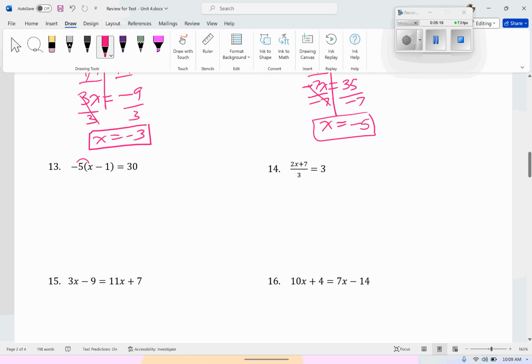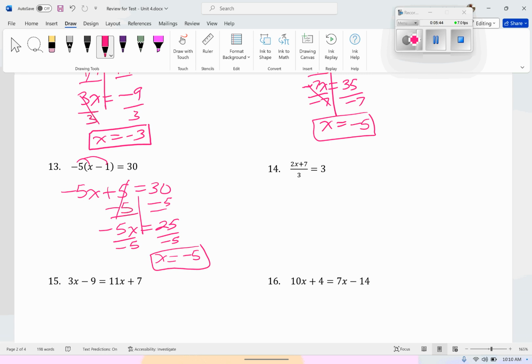Problem 13, I would distribute over the parentheses first. So negative 5 times x is negative 5x. Negative 5 times negative 1 is positive 5. That's equal to 30. Start solving it now. Subtract 5 from both sides. Those cancel. And then divide by negative 5. So x equals 25 divided by negative 5 on a calculator is negative 5.